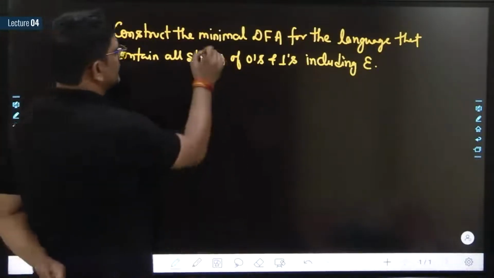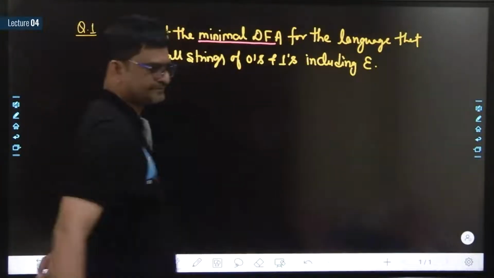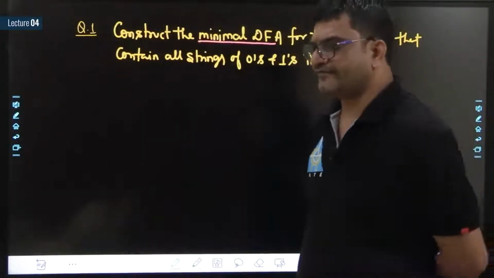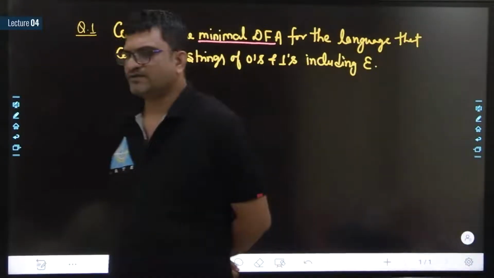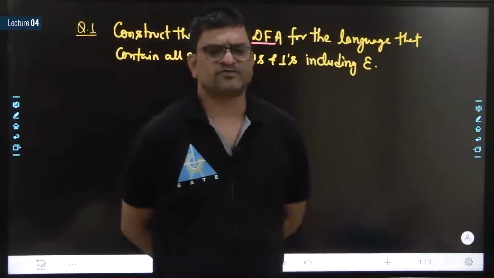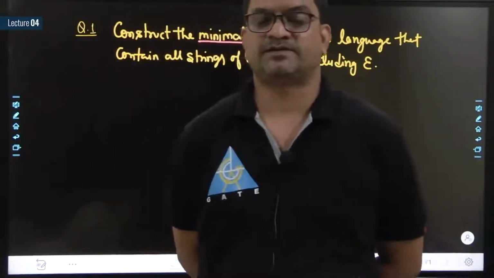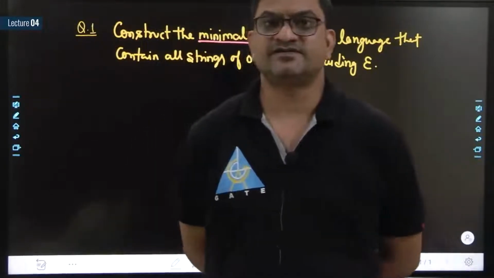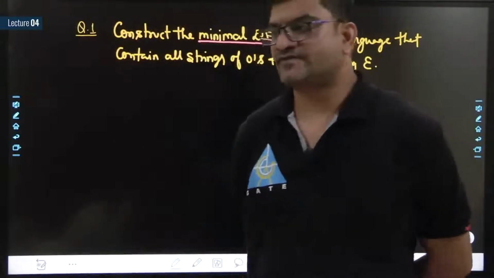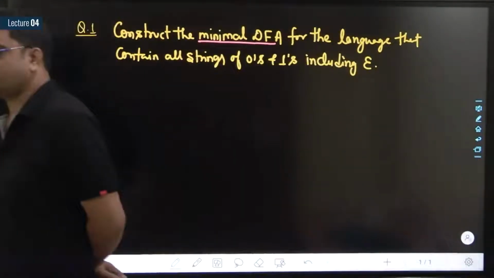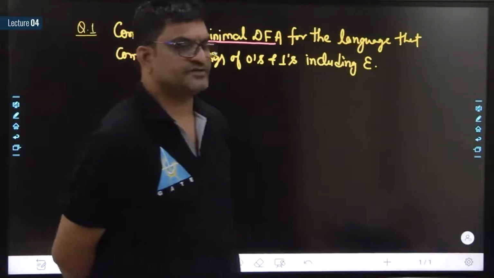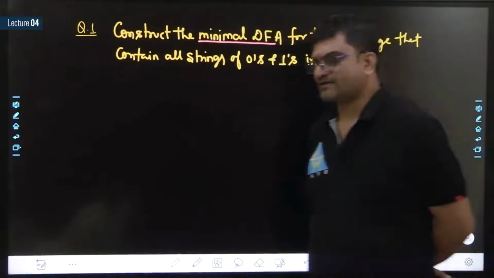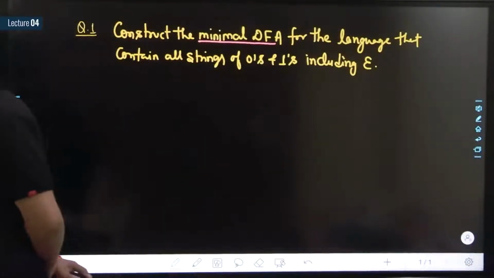First we will discuss what we mean by the minimal DFA. For every regular language we can construct many DFAs, but the minimal DFA is unique. We can construct different DFAs for the same language, but the minimal DFA is unique. What do we mean by the minimal DFA? It contains only the minimum number of states.